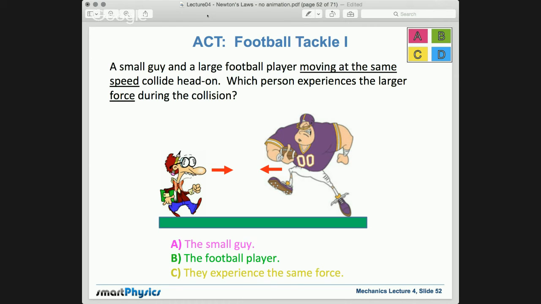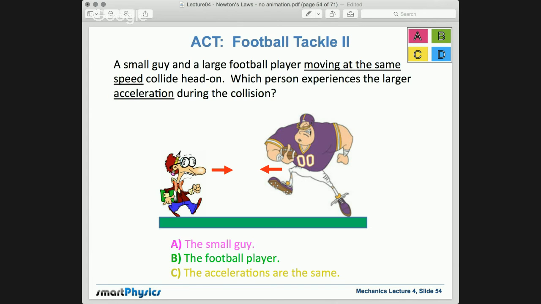Okay, so the choices are the small guy, the football player, or do they experience the same force? Okay. And Newton's third law basically leaves no ambiguity here, right? If two objects are pushing on each other, if they're exerting forces on each other, if they're interacting with each other, they push on each other with exactly the same force. Okay, so they experience the same force, which is maybe a little bit counterintuitive, because we know if this situation were to happen, the big guy just kind of keeps running. He hardly gets slowed down at all, and the little guy just gets crushed.